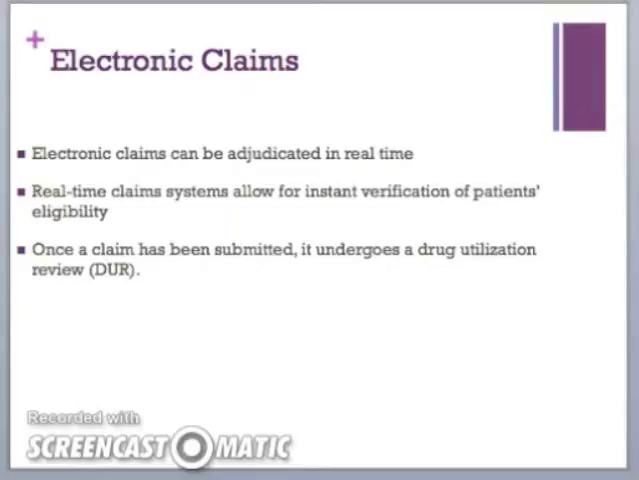Nearly all pharmacy claims these days are electronic and will adjudicate to the patient's insurance plan immediately. After submitting an electronic claim, it undergoes the drug utilization review process, or DUR, before it is returned as either a paid claim or a rejection.